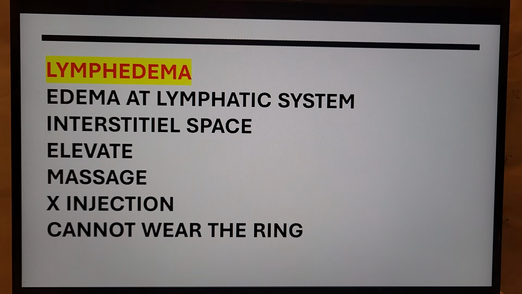All right, almost done. Lymphedema. So lymphedema is edema of the lymphatic system, right? Especially in people who just had a mastectomy. We tell them always raise your hand, right? Raise your hand because there is no lymph node anymore. They can easily have edema, swollen, right?